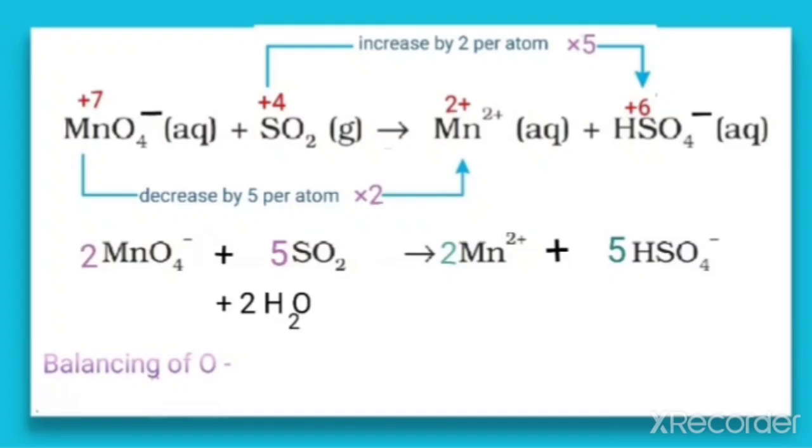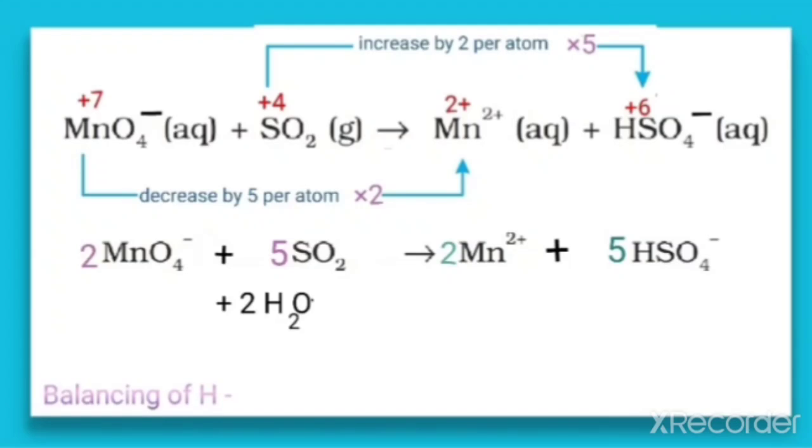Now when you find out the number of oxygen on the right hand side and left hand side, it is equal. So that is the balancing of oxygen, which we have done here by adding twice water on the deficient side of oxygen. How much is the deficiency? 2 oxygen is deficient, that's why we have added 2 water. Now next is the balancing of hydrogen.